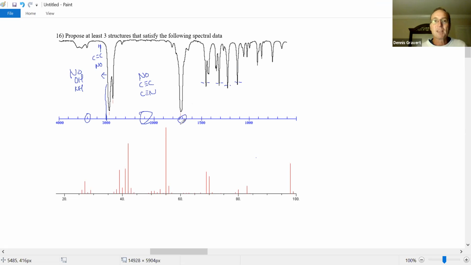Let me back up. 1700 is your double bond region. But when it's broad and strong, it's the C double bond O, the carbonyl peak. That's the most important detail to take away from the IR. These are also important because we're supposed to propose some structures. So as we start drawing molecules, you're going to lose points if you put these functional groups into your drawings because the IR says they're not there. So don't include them. You definitely need a C double bond O group though.